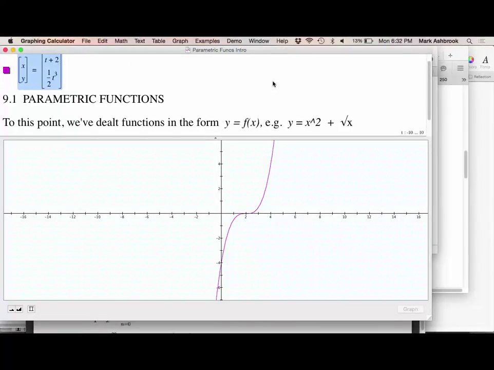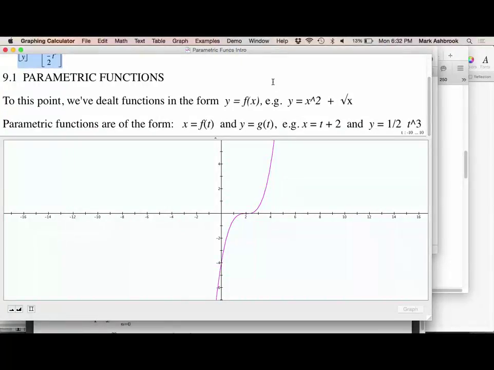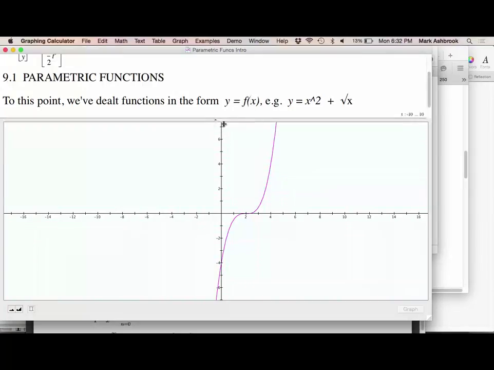Okay, parametric functions. Okay, so to this point in your mathematical career, you've dealt with y equals a function of x, mostly. Mostly, that's what you're used to. x is like the input quantity, and you put x through some kind of formula or rule, and that generates a corresponding output quantity, and conventionally we call that the y value.